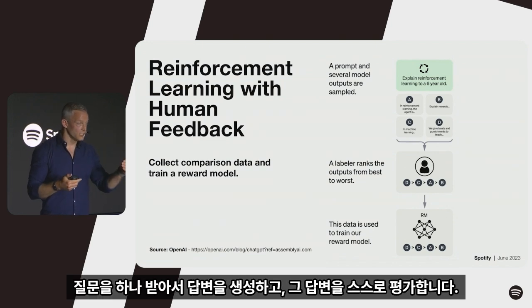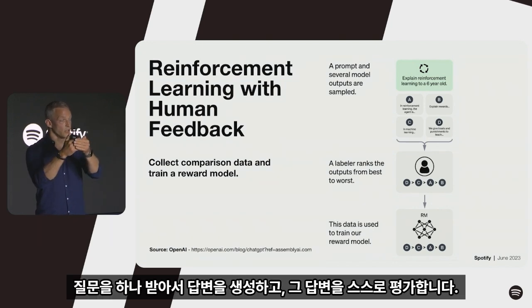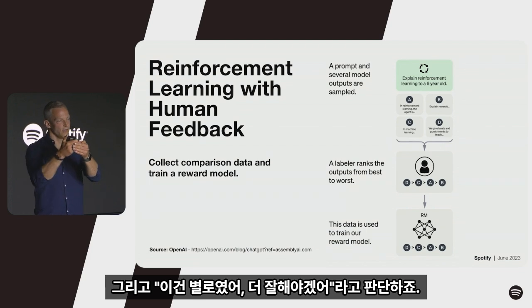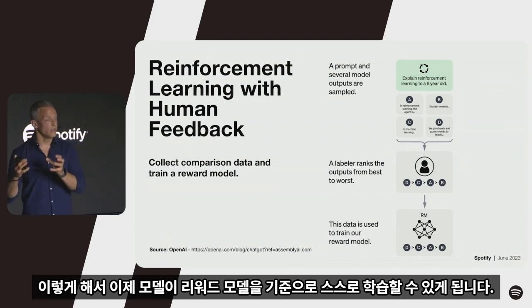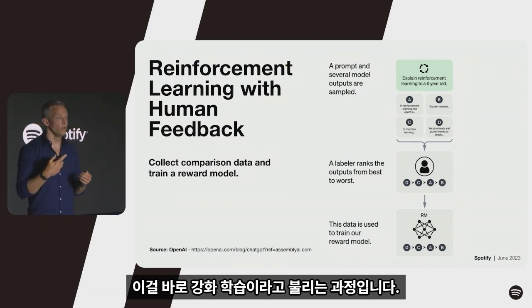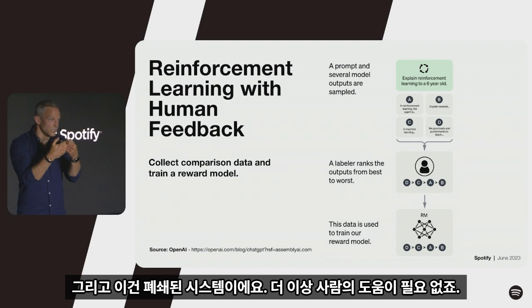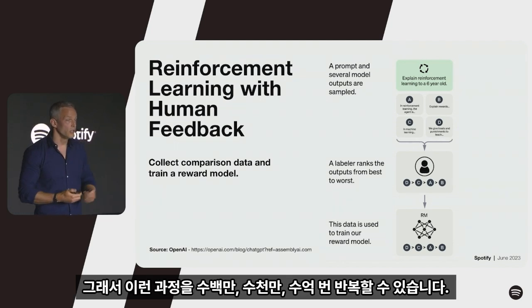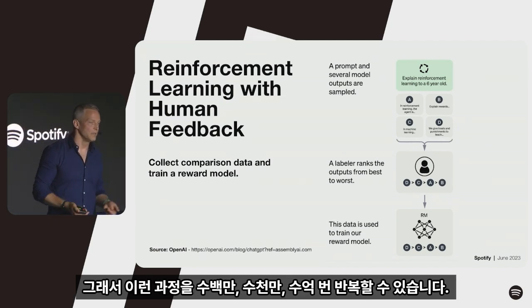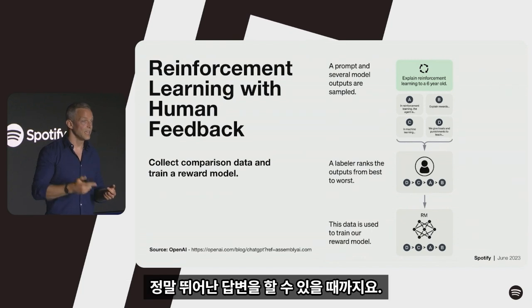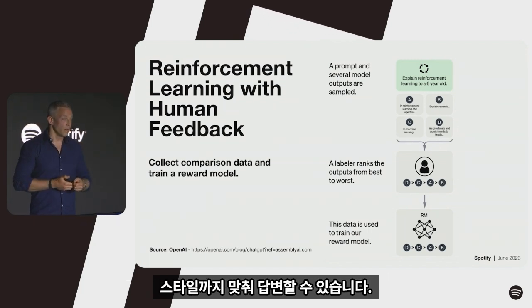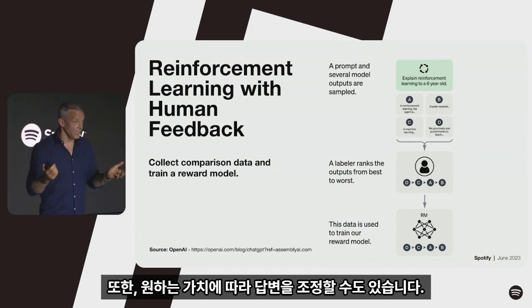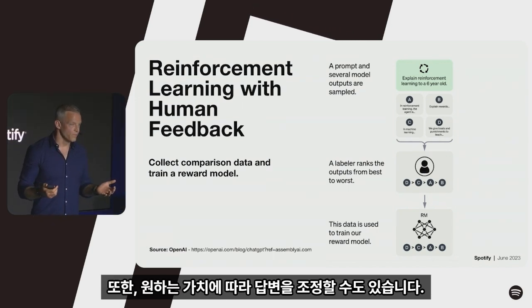It takes a question, generates an answer, scores its own answer and says, that was bad, I should do better, I should do this. It scores that answer and says, that was good according to human, I should do more of this. So now it can train itself against the reward model. This is what is called the reinforcement learning. And this is a closed system where you don't need humans, so you can do this millions, tens of millions, hundreds of millions of times until it gets really good at answering, not just in the format that a human wants, but also in the style and literally if you choose the values that a human wants.